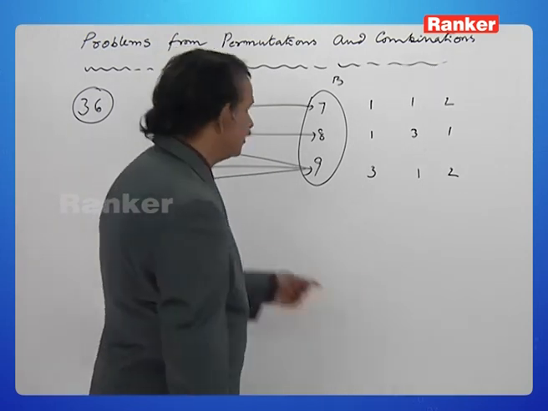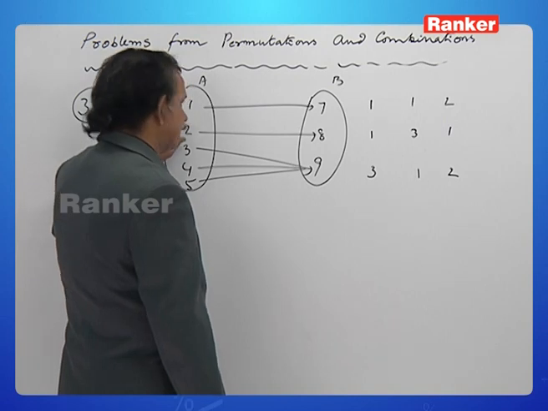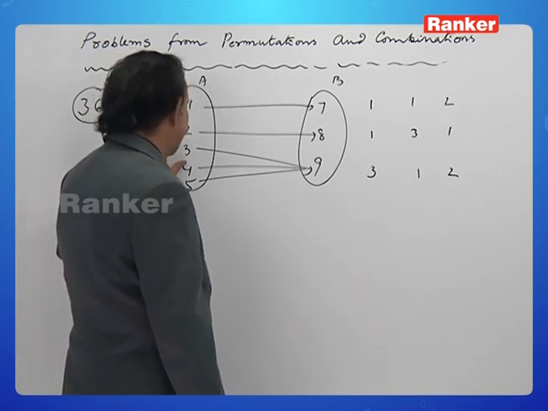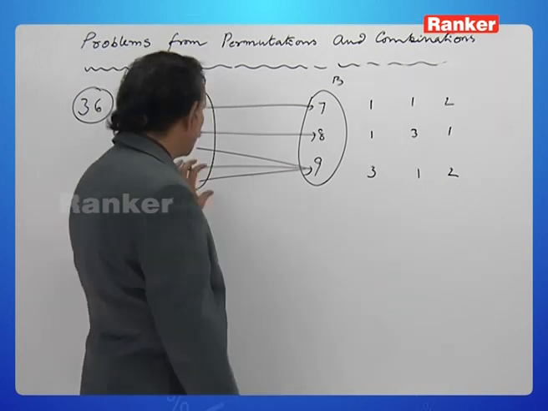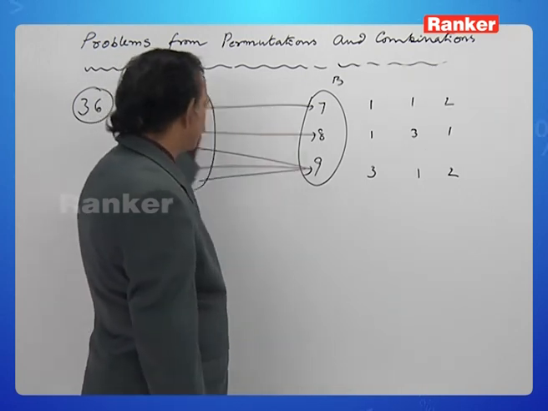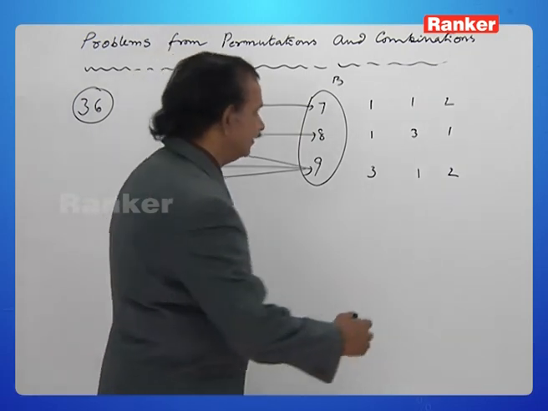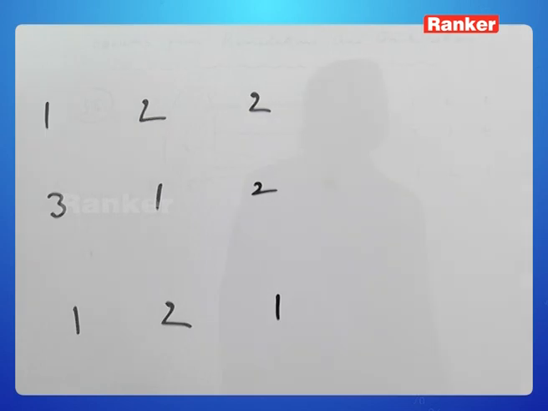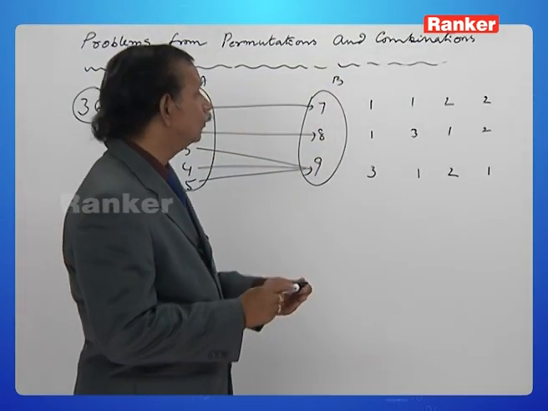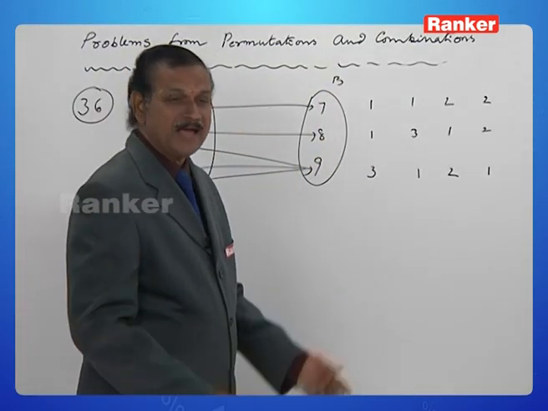What will be the definition? F of 1 is 7, F of 2 is 7, F of 3 is 8, F of 4 is 9, F of 5 is 9. Two elements come here, one element comes here, two elements come here. Another, 2, 2, 1. That may happen.